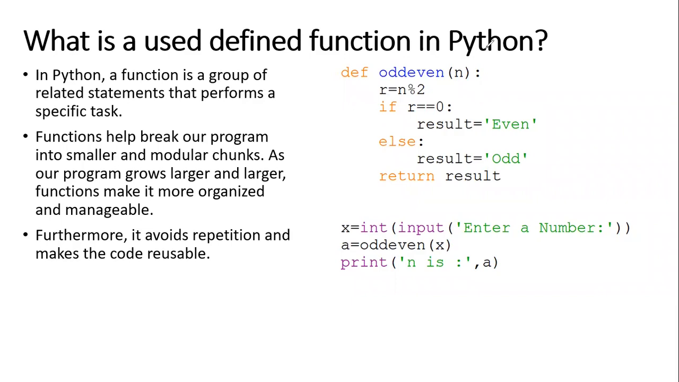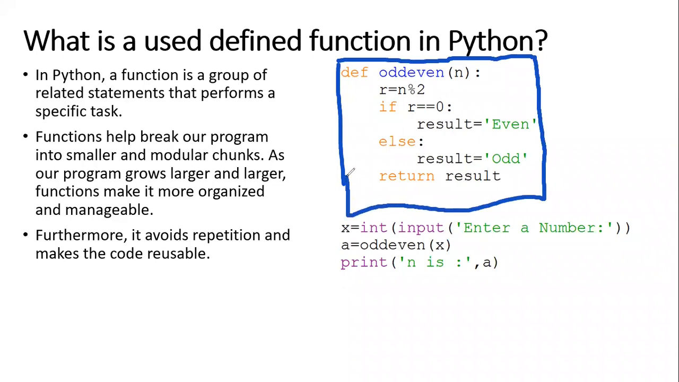So then you can write a function. Now I wrote a function here. I just wrote a function. What is the function name? The name is odd_even. That is the function name. This is the function I have just written.